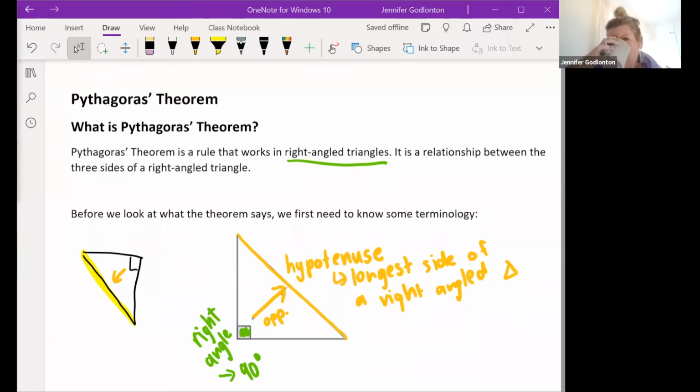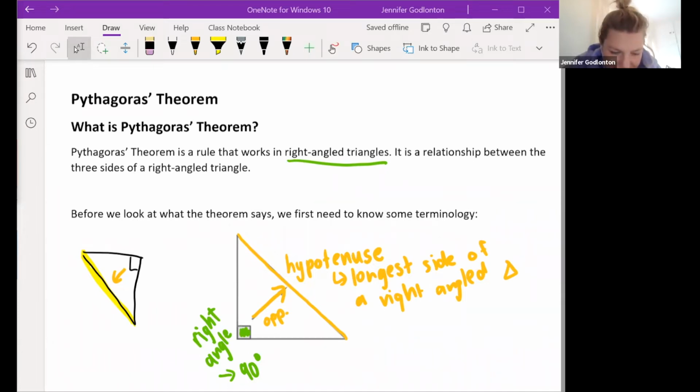Ma'am, the hypotenuse, it is always the line that... Ma'am? Yes, I can hear you now. Yeah, I also lost contact a little bit.